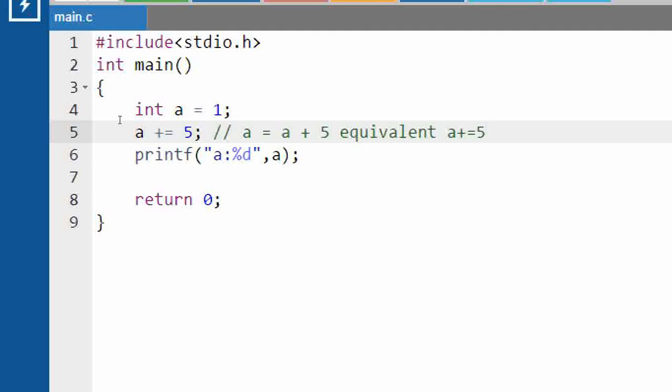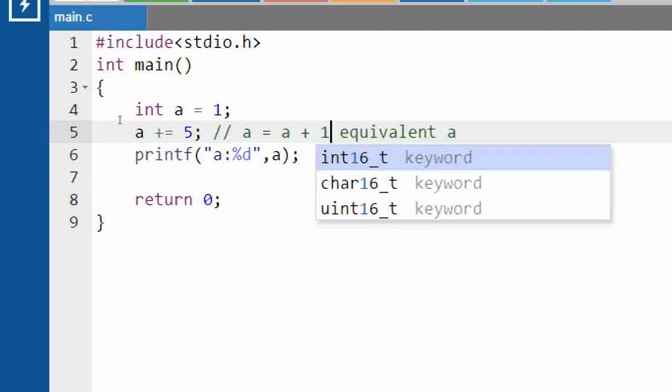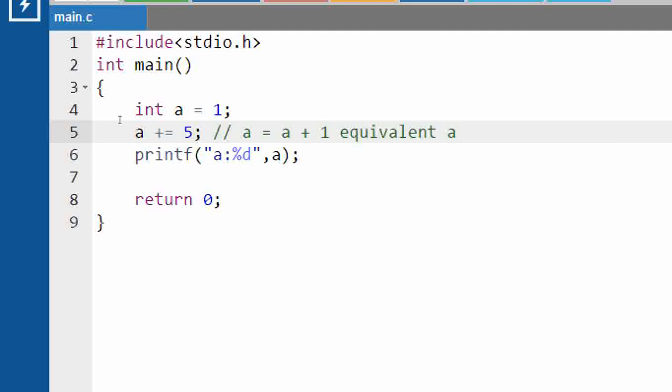Now find a similar process in multiplication and division also. Now another topic: unary operator. Unary operator means, suppose we want to increase the value of A by only 1, then what we write is A plus plus.